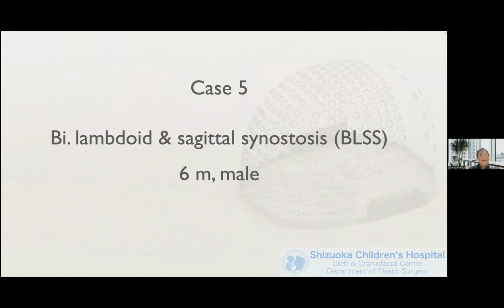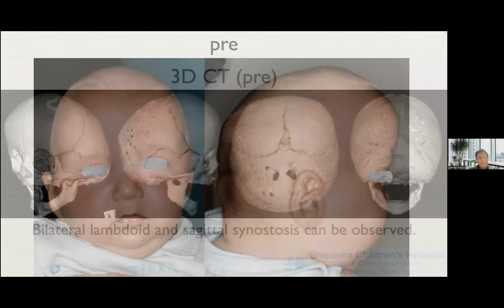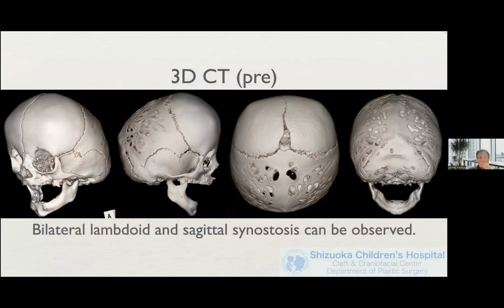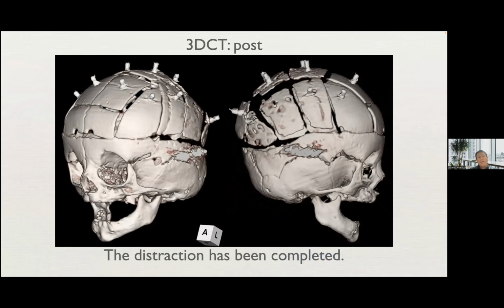Case 5, bilateral rhomboid and sagittal synostosis, BLSS, 6-month-old male. This child showed typical BLSS symptoms: frontal bossing and severely narrow and low occiput. Bilateral rhomboid and sagittal synostosis can be observed by 3D CT image. This is a 3D CT image after distraction. It's complete.